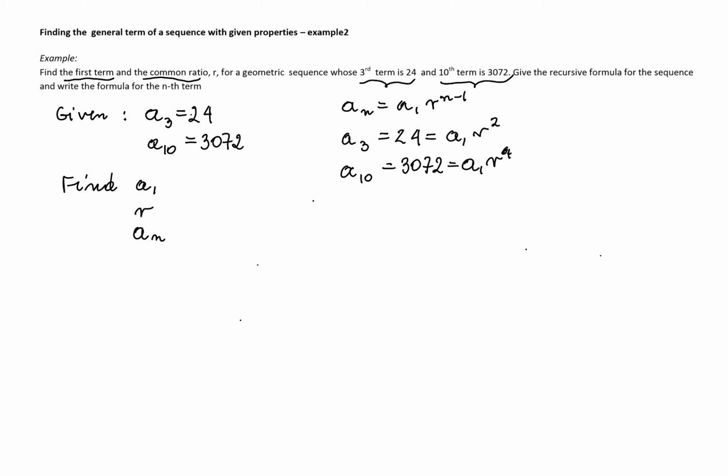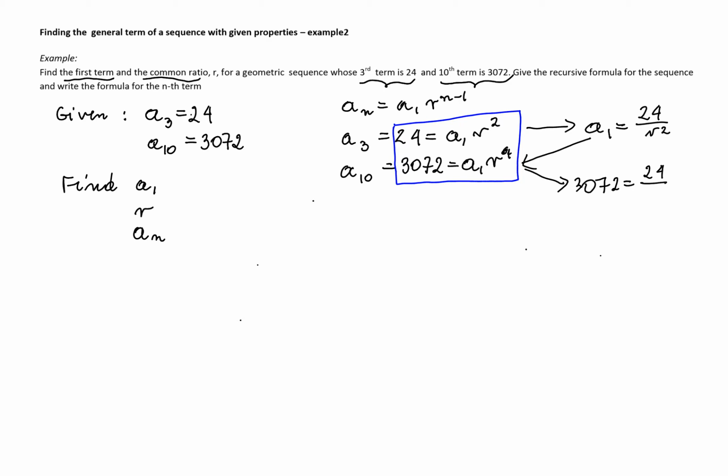Therefore, to find a sub 1 and r, we need to solve this system of equations for r and a sub 1. From the first equation, we get a sub 1 to be 24 over r squared, and we substitute that for a sub 1 in the second equation. We obtain that 3072 is 24 over r squared, this is a sub 1, times r to the power 9. Since r can be simplified, r to the 9 over r squared, we have 3072 is equal to 24 r to the 7th power.